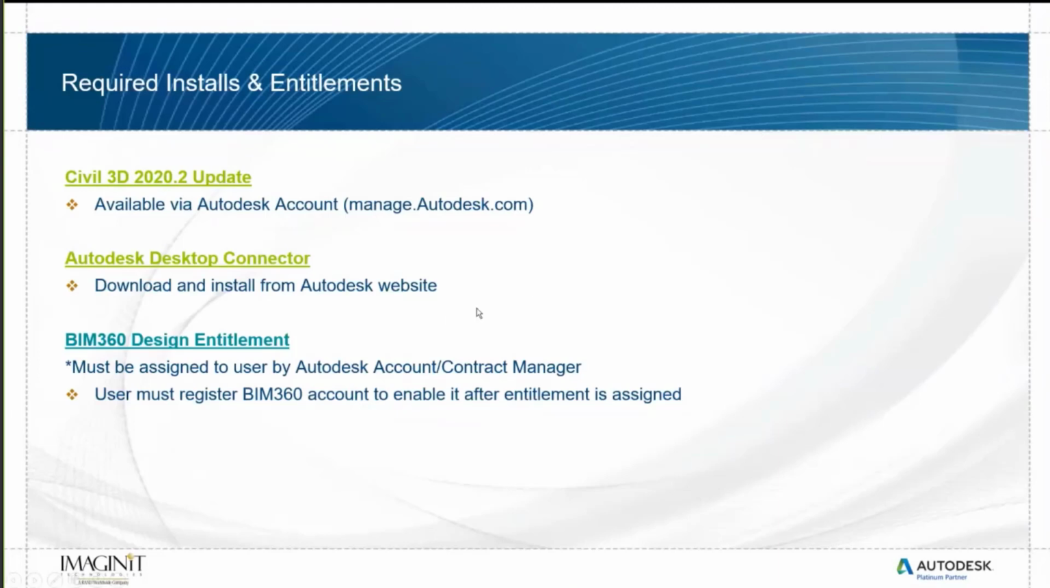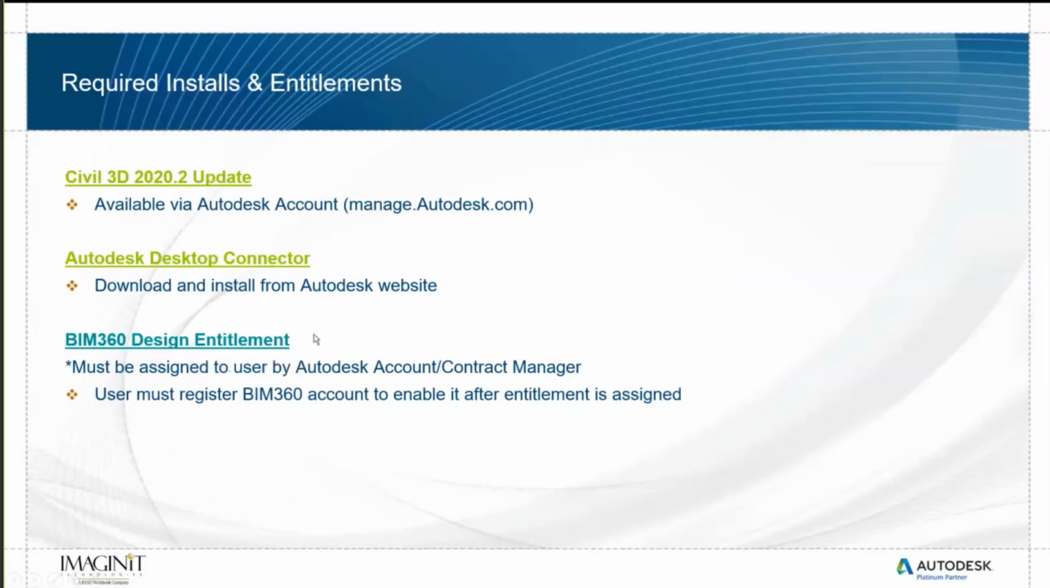The last thing that needs to be done is the BIM 360 design entitlement. So along with the update for Civil 3D and the desktop connector, each user that's going to access the BIM 360 hub needs to have a BIM 360 design entitlement added to their accounts. This is very similar to a software entitlement where the account manager would log into the portal and assign a piece of software to an Autodesk user within that organization.